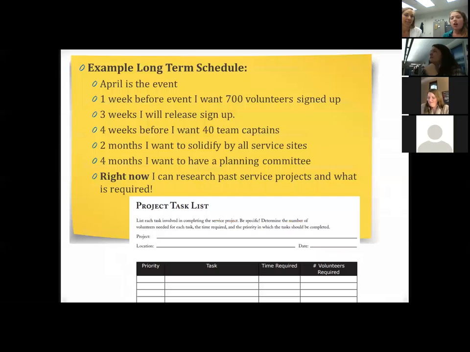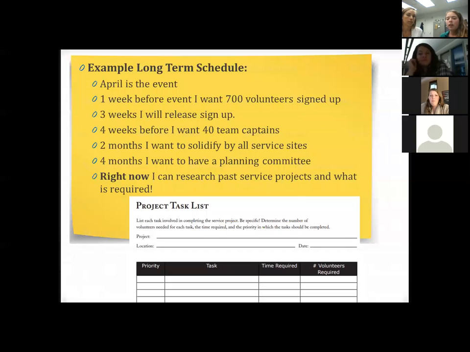An example of a long-term schedule or project map would be if you have a huge event in April. You want it to be in the spring semester, so you say you want it in April, and then you start working backwards from there. One week before, you want 700 volunteers signed up. Very optimistic event. Three weeks before, you will release the sign up. Four weeks before, you want so many team captains. Four months before, what could you be doing right now? You could be researching what this project looked like last year and what is required.